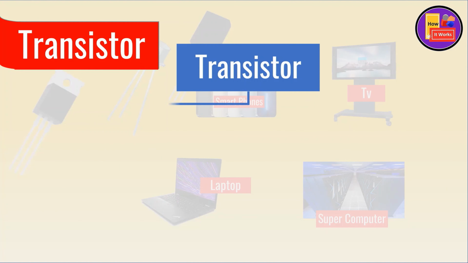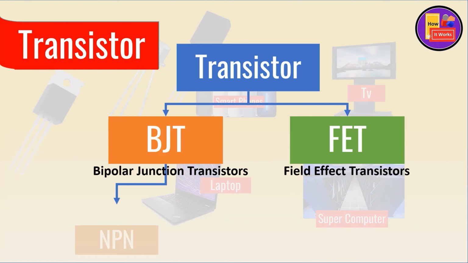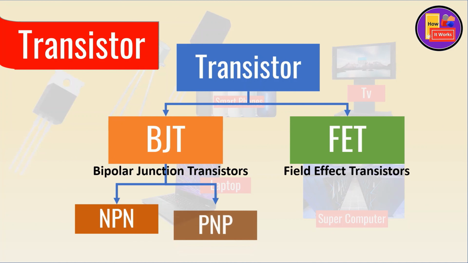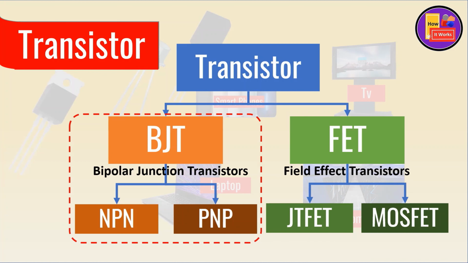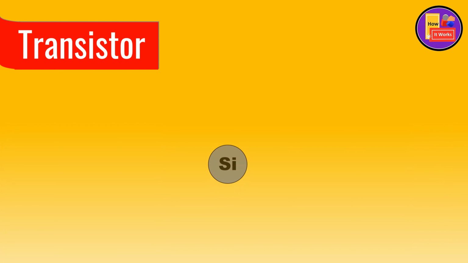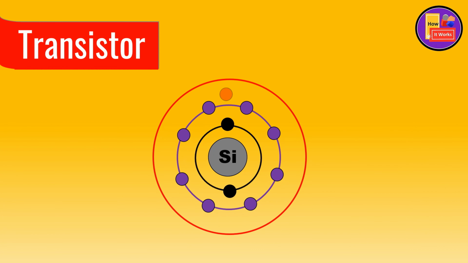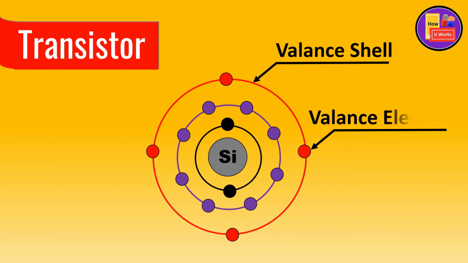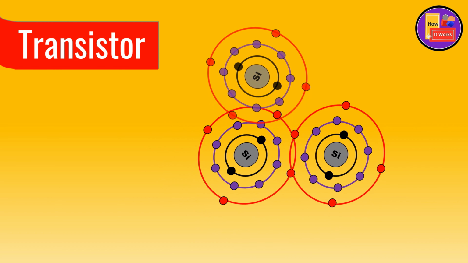Mainly there are two types: the bipolar junction transistors and the field effect transistors. Here we will focus on bipolar transistors only. Transistors are made of semiconductors such as silicon. Each silicon atom is bonded to 4 neighboring silicon atoms. Silicon has 4 electrons in its valence shell. Each one of these 4 electrons goes for sharing with a neighboring silicon atom. This is known as a covalent bond.